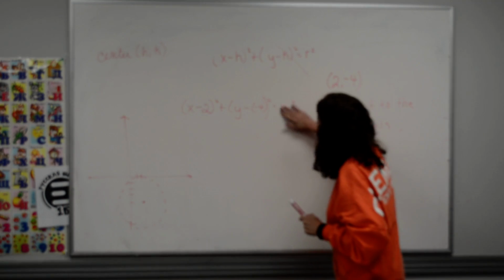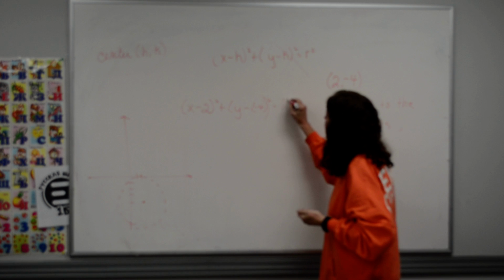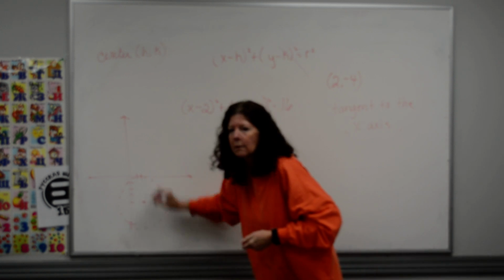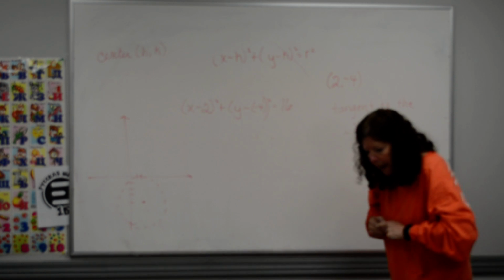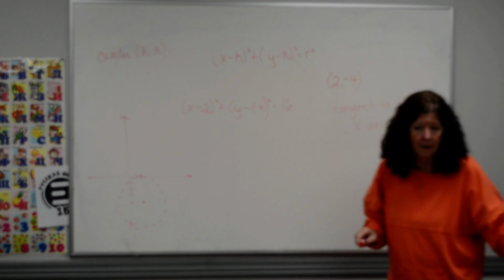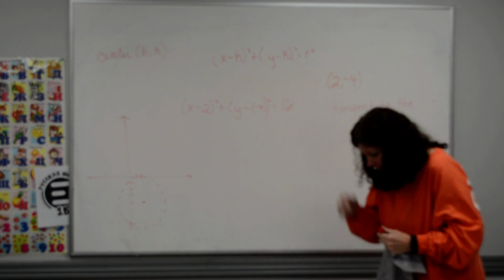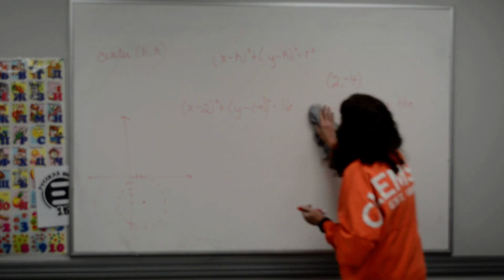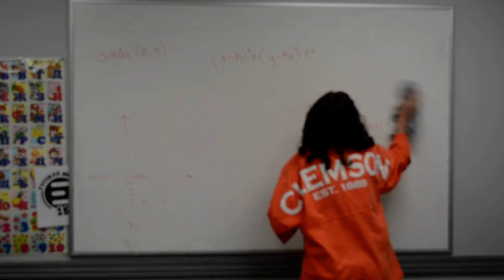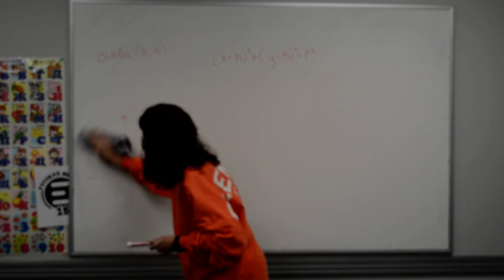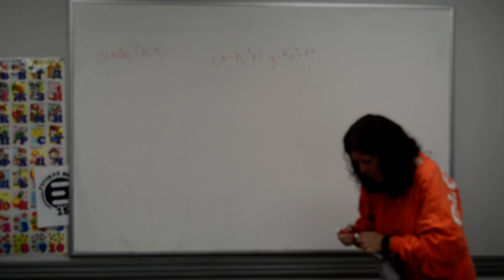Okay. What's this r squared? 16. Because the radius is 4. Good. Okay, one other type of problem, and then that's it. Write the equation of the circle that has these two as endpoints.